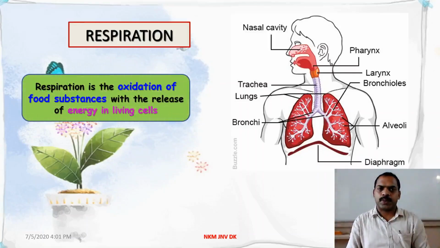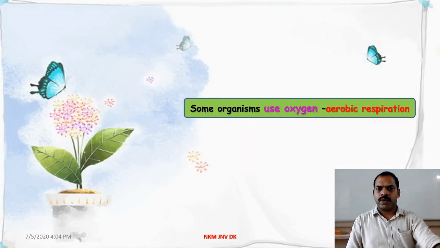So the definition of respiration: it is an oxidation of food substances with the release of energy. The food is oxidized and the energy is released. Let us see how it works. Here there are basically two types of respiration.